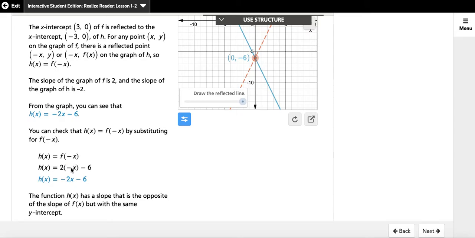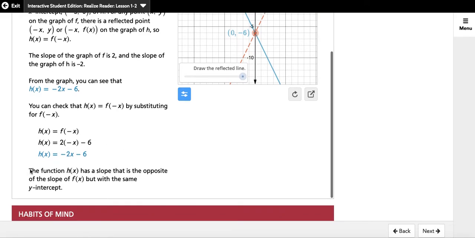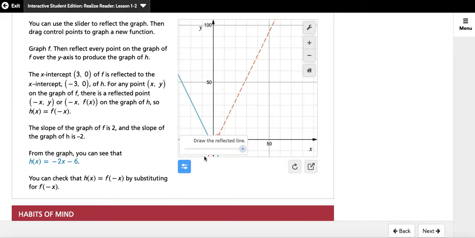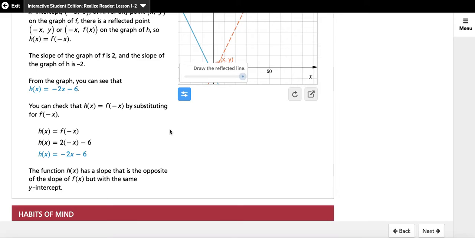So when you negate the x, you have 2 times negative x minus 6. The 2 times negative x becomes negative 2. That's how the slope changed. But the intercept did not change. This is key here. If we ever have a reflection about the y-axis, the function h has a slope that's opposite of the slope of f of x, but it has the same y-intercept. Okay?